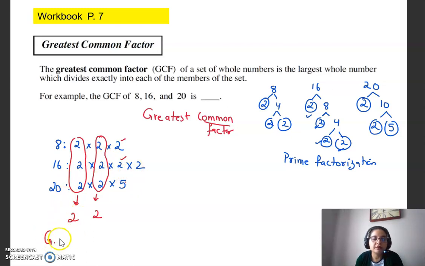So the greatest common factor, GCF, is going to end up being 2 times 2, the ones that we just found common in all of them. That means 4 would be the greatest common factor. Think about this one: what number can divide all of these? The biggest number that will be able to divide all 3 numbers would be 4. So 4 can divide 8, 16, and 20. That's what we look for, the greatest common factor: the biggest factor that was common to all of them, that can then divide all 3 numbers.